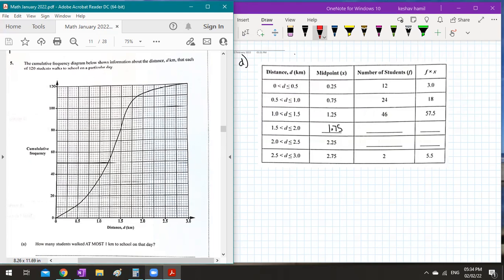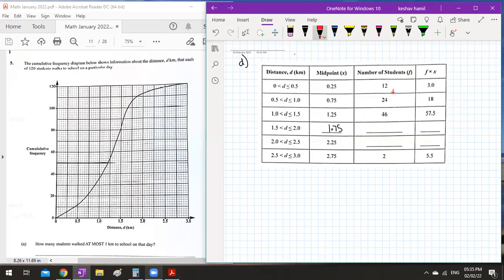Now we have to add coming down. So this will be 12. 12 plus 24 is 36. This is like the cumulative frequency, right? Add 46, 82. Now on the graph, we see that it is 106. So the 106 minus 82, right? 106 minus 82, right? So this will be 24 students that got a midpoint of this, right?